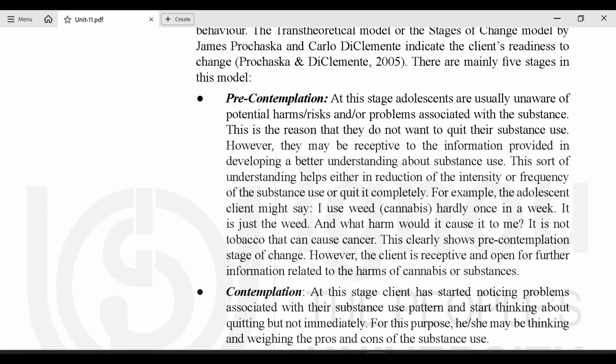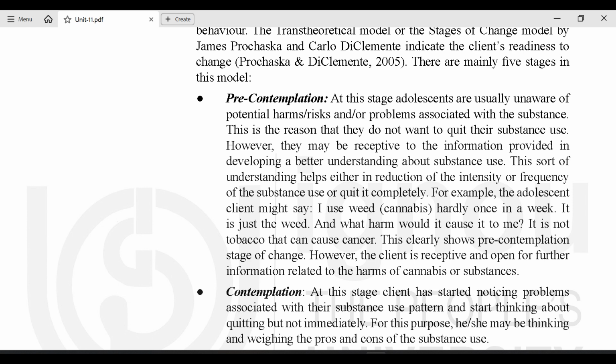Pre-contemplation. At this stage adolescents are usually unaware of potential harms, risks and problems associated with the substance. This is the reason that they do not want to quit their substance use. However, they may be receptive to the information provided in developing a better understanding about substance use. This sort of understanding helps either in reduction of the intensity or frequency of the substance use or quit it completely.